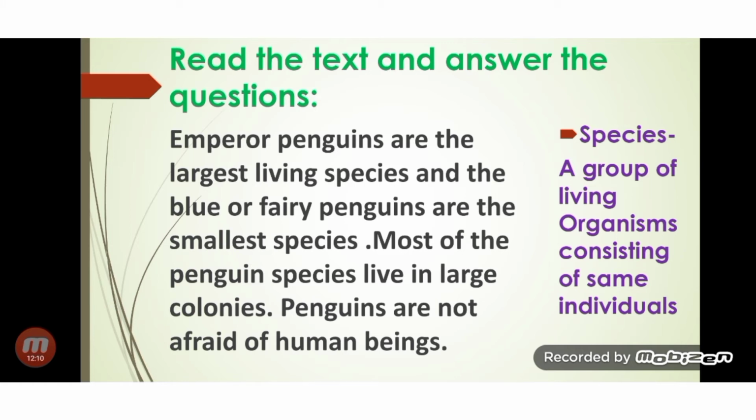Emperor penguins are the largest living species, and the blue or fairy penguins are the smallest species. So what is told here? Emperor penguins are the largest living species here. Where? In Antarctica. And the blue or fairy penguins are the smallest species in Antarctica. So most of the emperor penguins live in Antarctica, and the blue or fairy penguins, the smallest species, live here in Antarctica. Most of the penguin species live in large colonies.